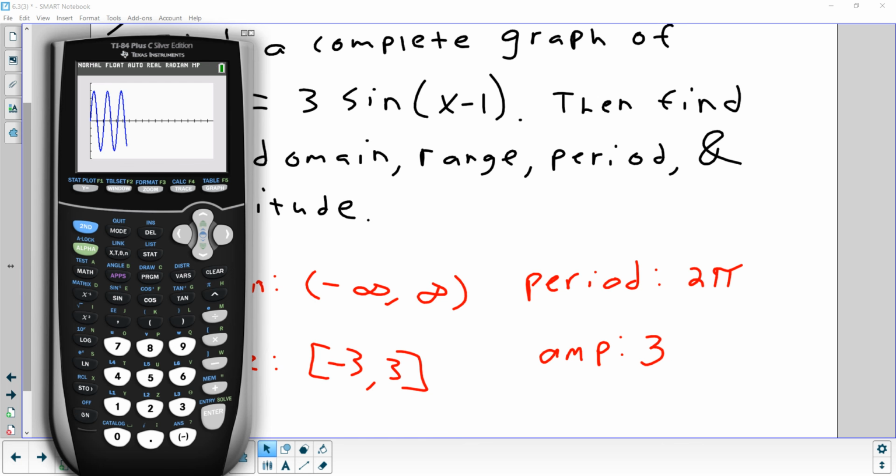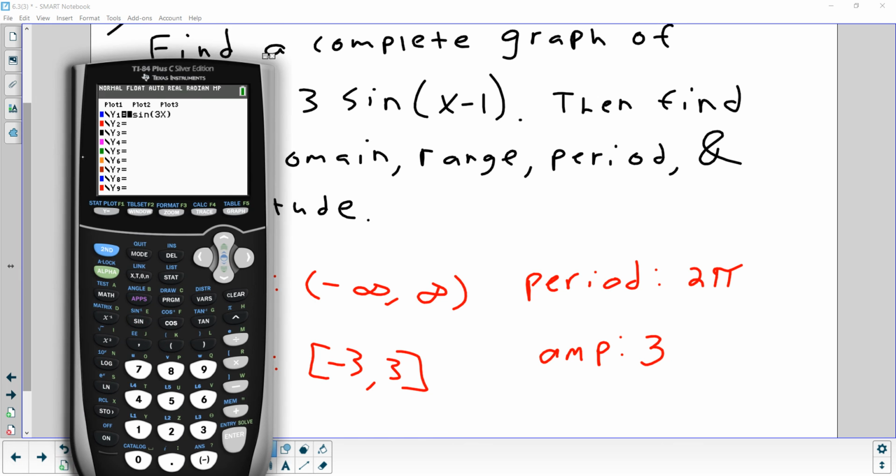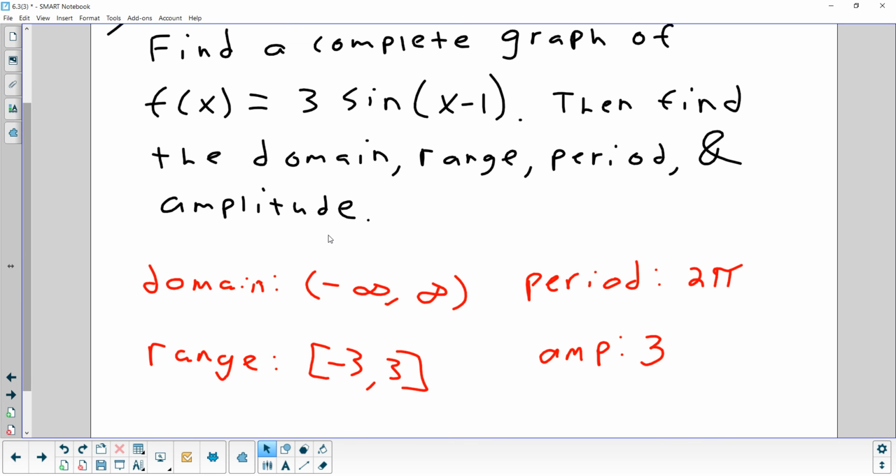So let's look at our sketch. Oh, I didn't type in the question yet. By the way, if you want to stop it before it finishes, you just press second off, and then you don't have to wait for it to finish. So 3 sine x minus 1. So there's 1 cycle, 2 cycles, and it should end right about there. 3 cycles. Perfect. That's 3 cycles. Any questions on that?